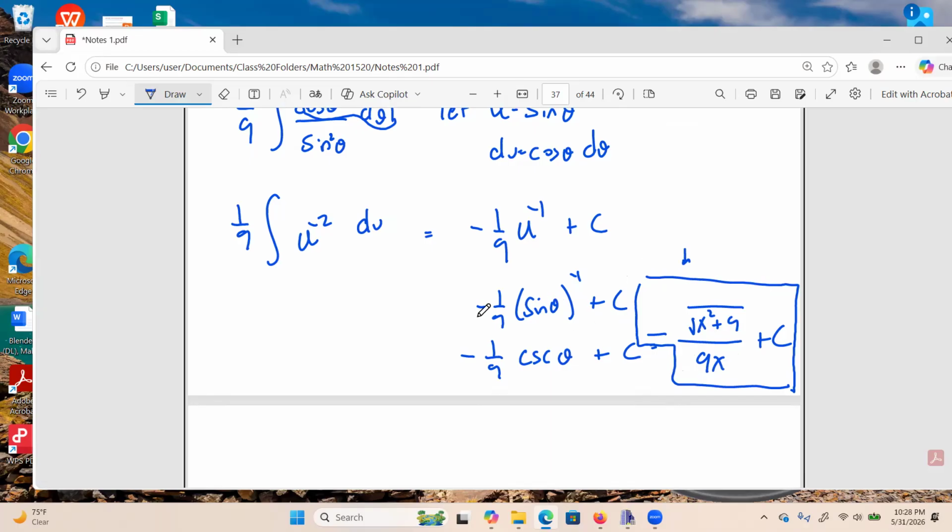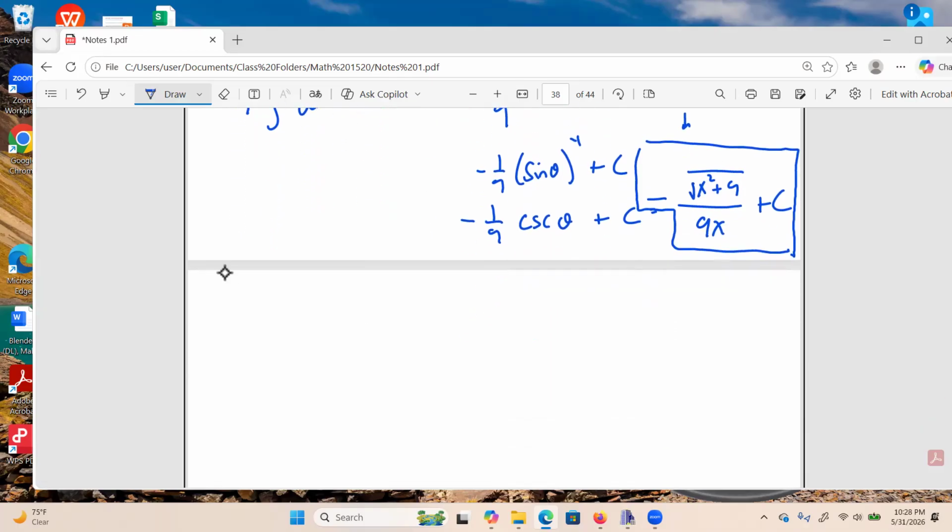Okay, let's move on to the next one. This one's not going to be so much fun. So we'll have a definite integral from 0 to 1 of (x squared plus 1) raised to the 3/2 power dx. So again, you have to remember that this is equal to the integral from 0 to 1 of x squared plus 1.